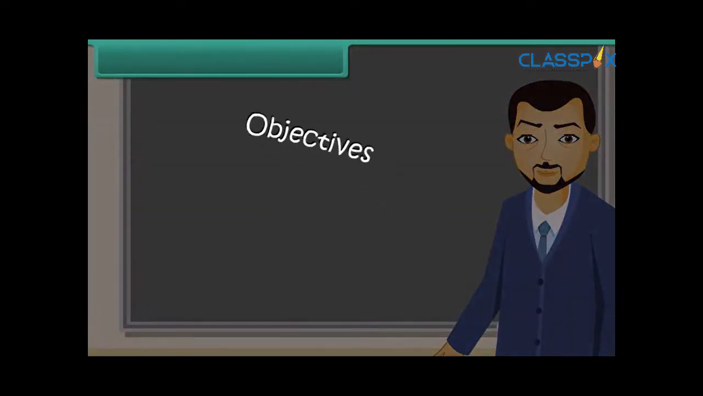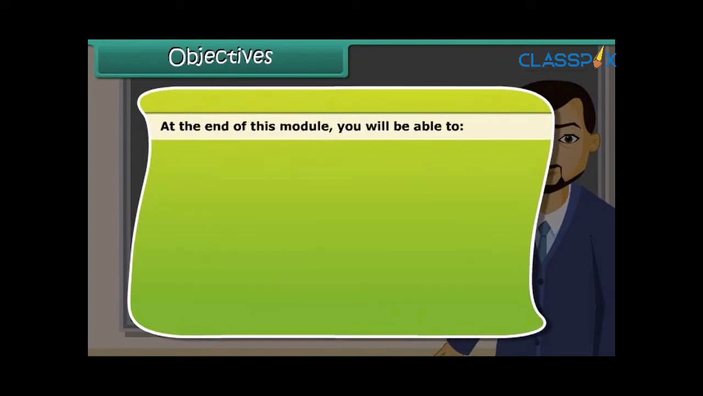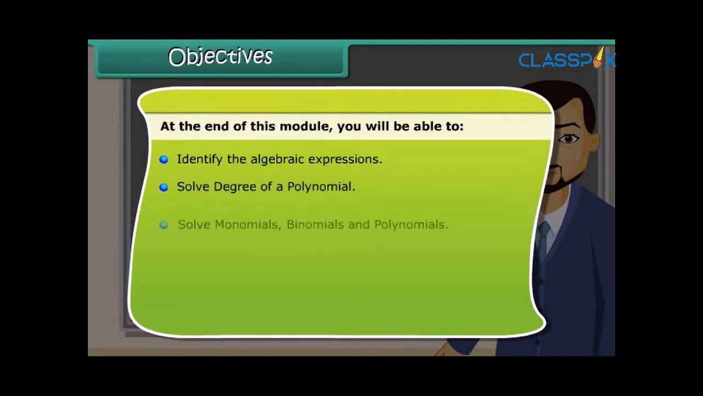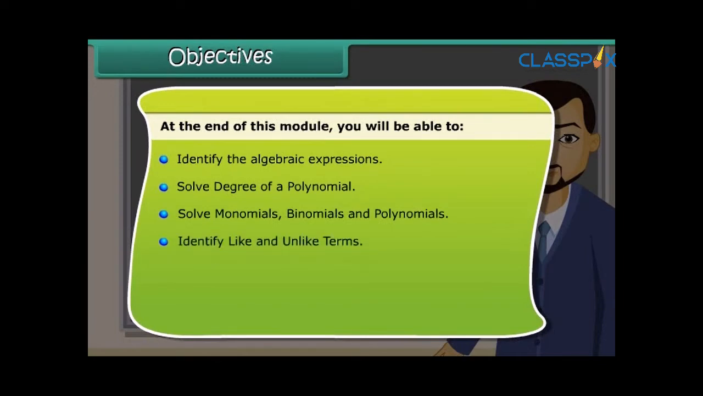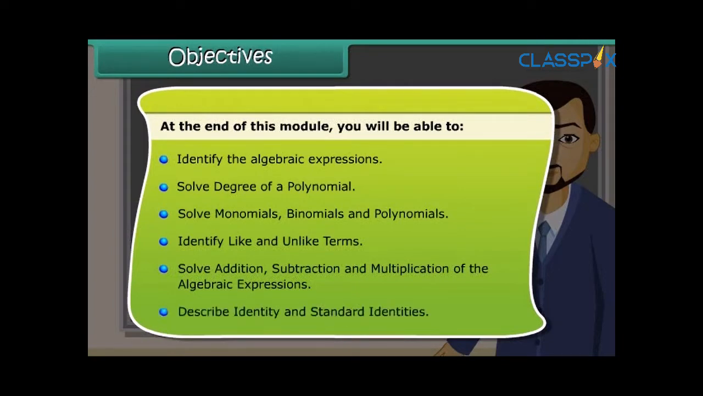Objectives. At the end of this lesson, you'll be able to identify algebraic expressions, solve for the degree of a polynomial, solve monomials, binomials, and polynomials, identify like and unlike terms, solve addition, subtraction, and multiplication of algebraic expressions, and describe identity and standard identities.